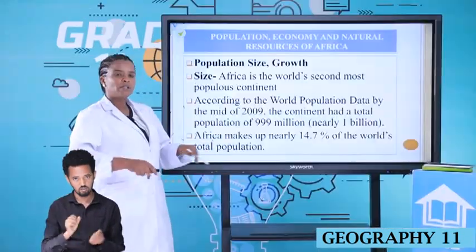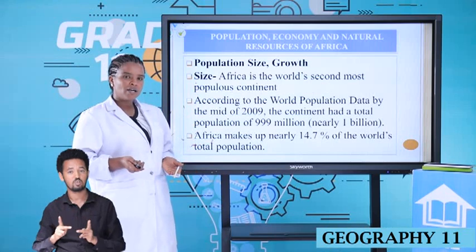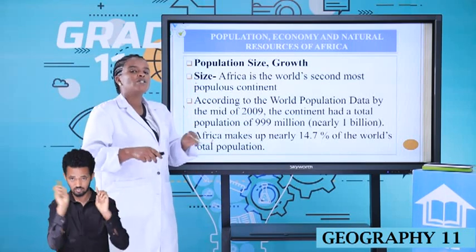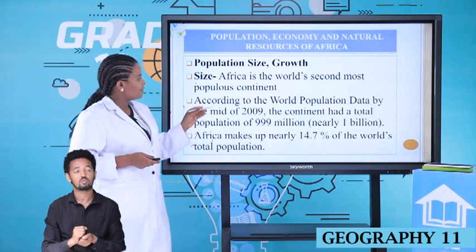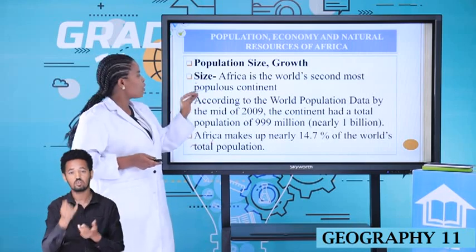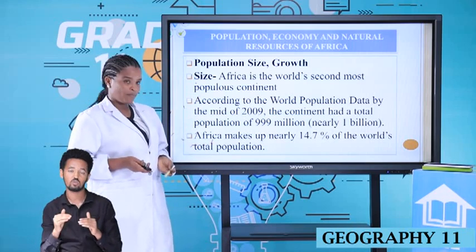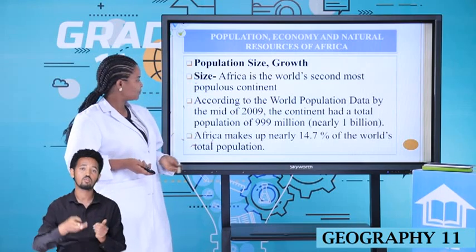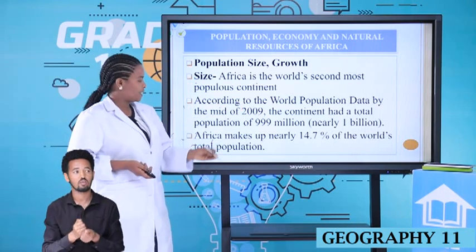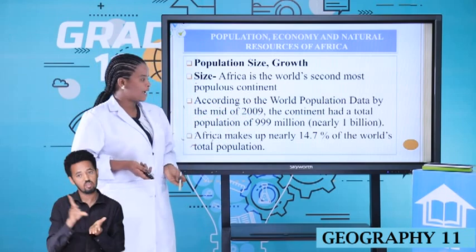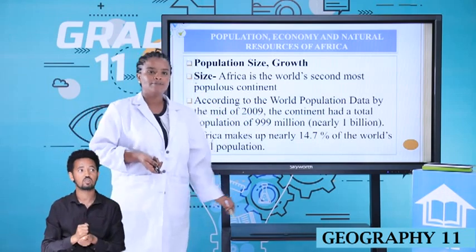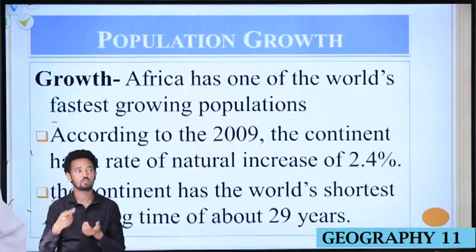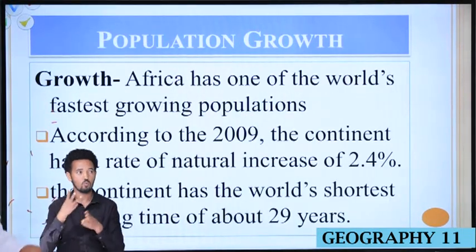Let us see the population size of Africa, and what the population growth of Africa looks like. As we have seen previously, Africa is the second most populous continent in the world because fertility is high in Africa. According to the World Population Data Sheet of 2009, the African population reached 1 billion, and 14.7% of the world population is found in Africa.